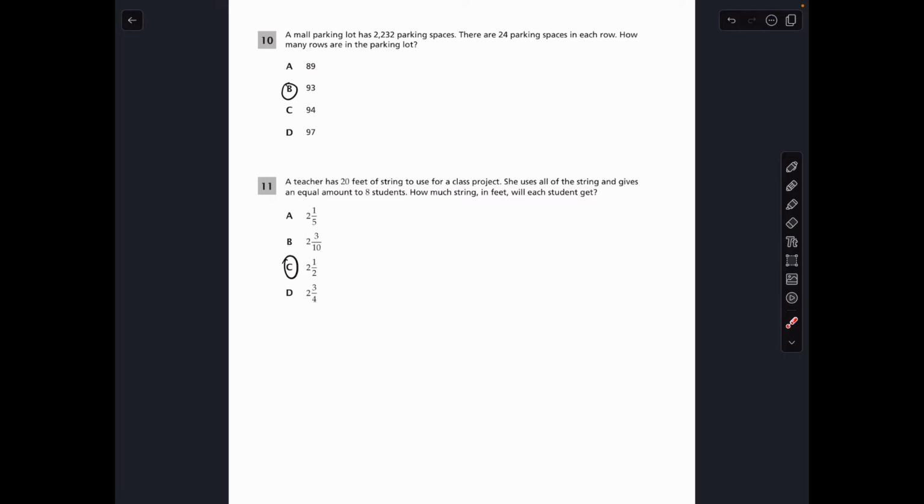If not, stay here. The first one is just a simple division problem because I have 2,232 spaces and they are set up in rows of 24, even rows of 24. So all my rows add up to the parking spaces. I have 2,232 divided by 24.